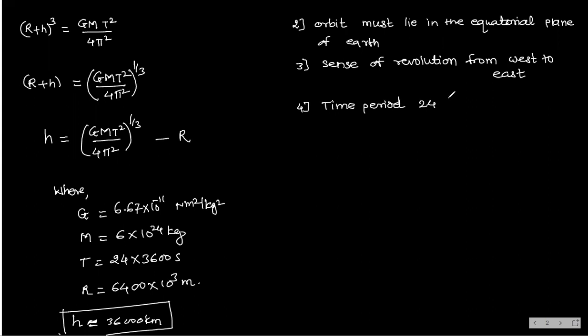Time period is equal to how much? 24 hours, है ना? टाइम पीरियड कितना रहना चाहिए? 24 आवर्स। और उसके बाद एंगुलर वेलोसिटी अगर हम देखें तो कितना रहना चाहिए? 3.1 किलोमीटर पर सेकंड। ठीक है, ओके। These are some conditions of geostationary satellite. Okay, कोई डाउट?